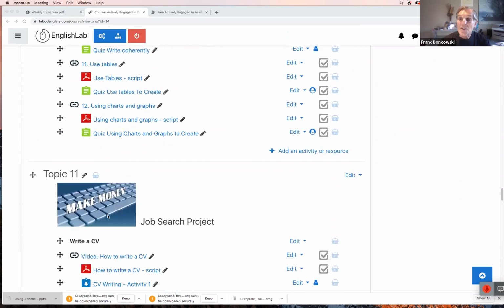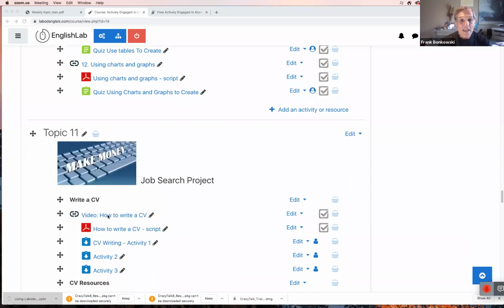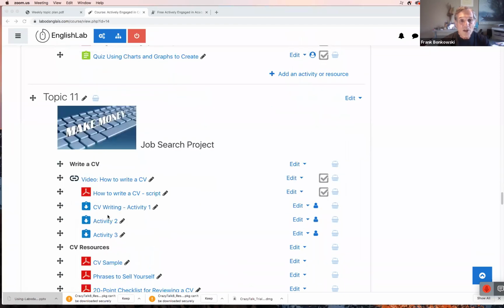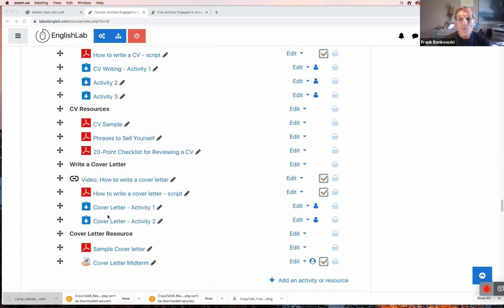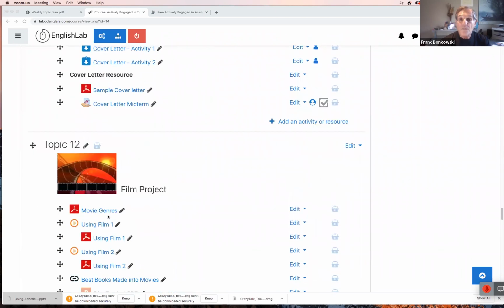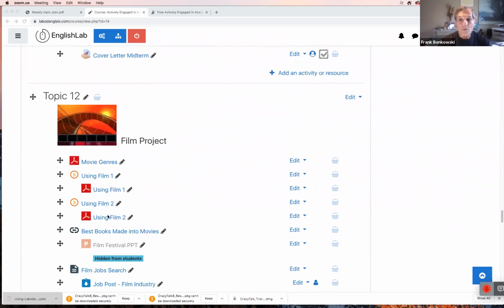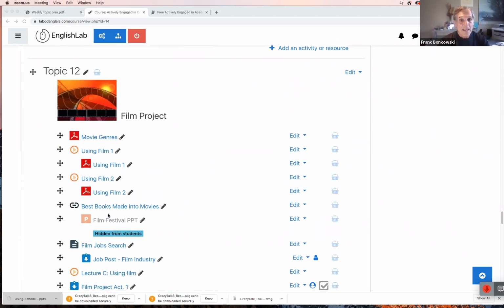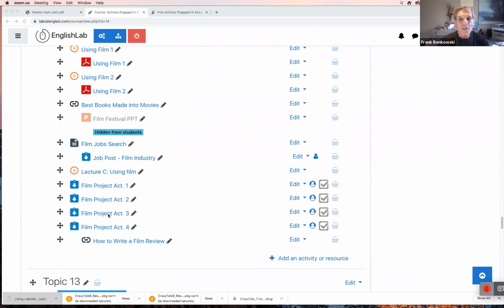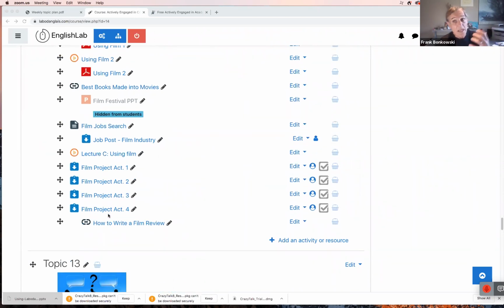As I mentioned, it's project-based, and here we have a job search project where students get to write a CV and a cover letter related to their particular field of study. The film project is a wonderful project for them to analyze an exciting film that they choose based on a classic novel. They get to do group work on that, which is a great activity for speaking and writing.